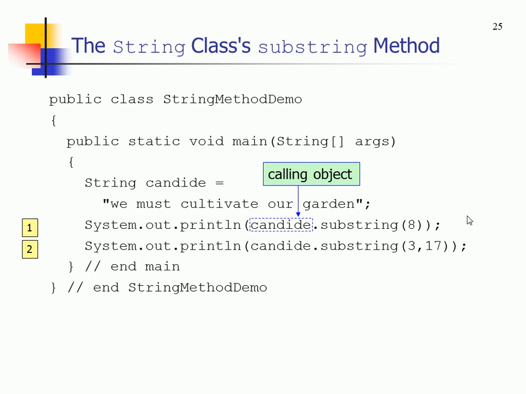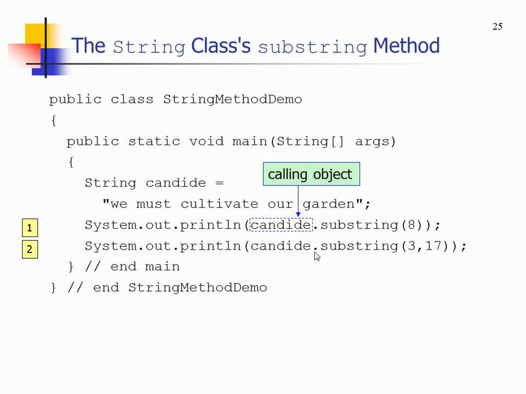Come on, someone figure it out. Cultivate our garden. With a space in front of it or no? Yes. No. We got 1 yes, 1 no, so we got a 50-50 shot. I'm going to go with a no, because we're saying starting position 8. 0, 1, 2, 3, 4, 5, 6, 7, 8. So it counts the 8. It starts at 8.